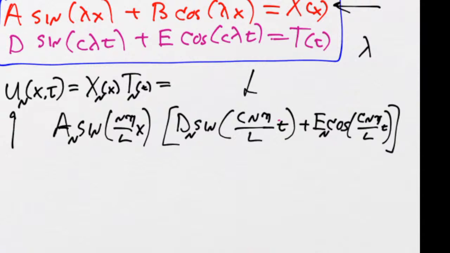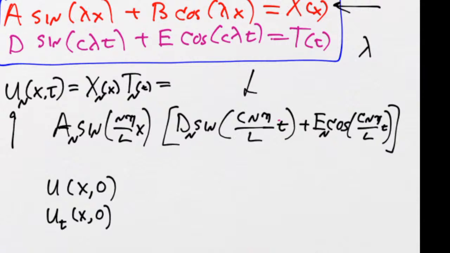We have to say, what is the value of u for all x, but at time t equals 0, right? That's the initial shape of the string. But the string can not only have an initial shape, it can have an initial velocity, right? So the time derivative of u along the string at time t equals 0, we need to assert both of those things.